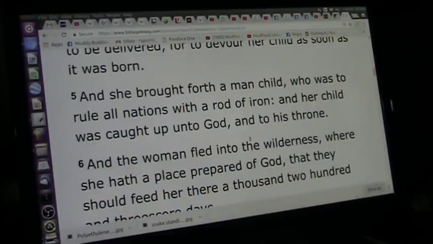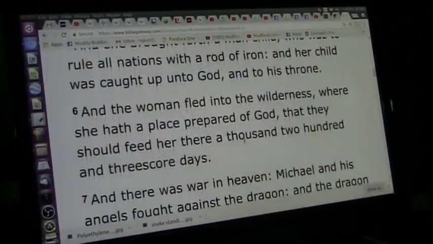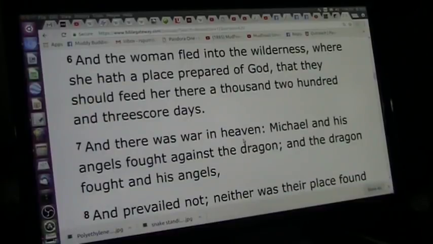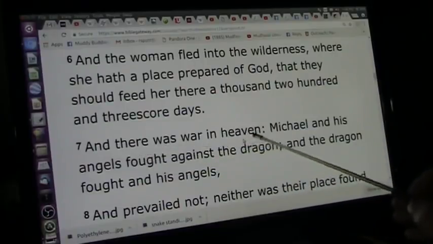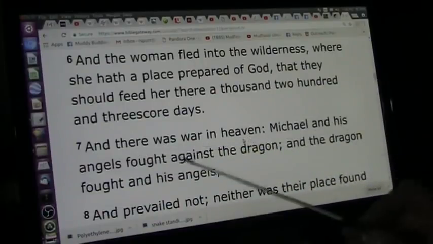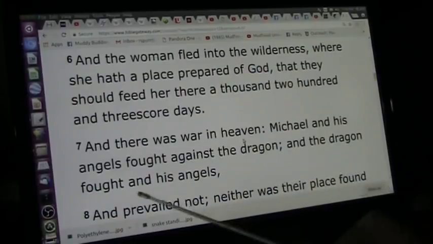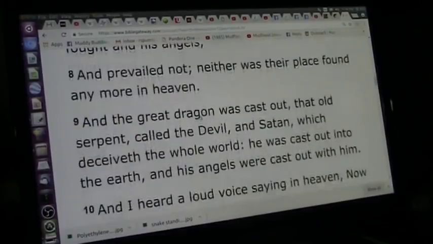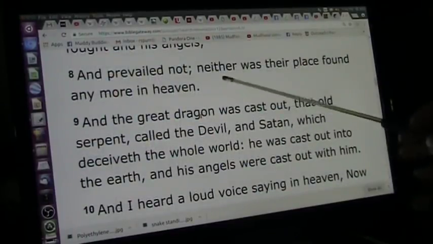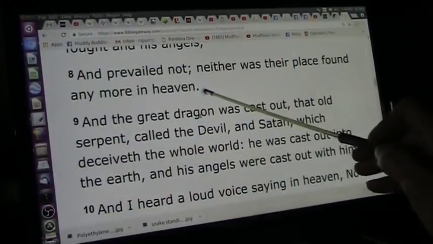And the woman fled into the wilderness, where she hath a place prepared of God, and they should feed her there 1,260 days. Now, I can't understand that passage, but apparently they saved her and took care of her for 3.5 years. Now, there was a war in heaven. Now listen to this. Michael and his angels fought against the dragon, and the dragon fought back with his angels. And he prevailed not. Neither was their place found any more in heaven, which means the dragon.